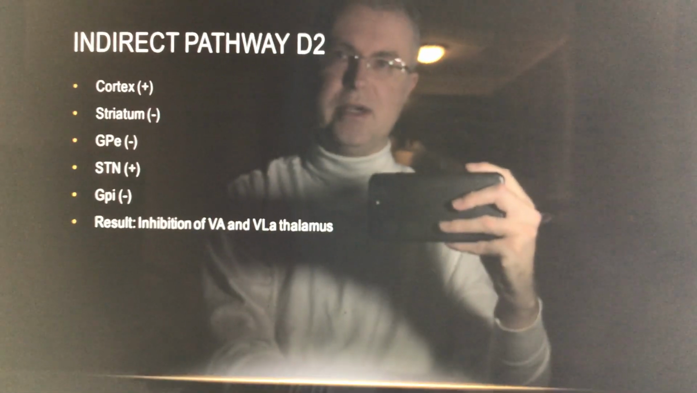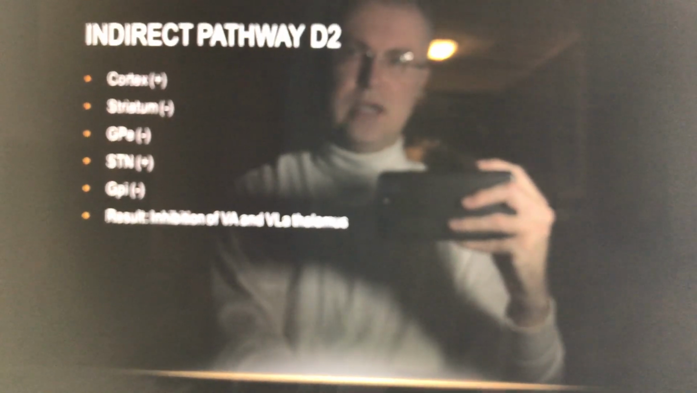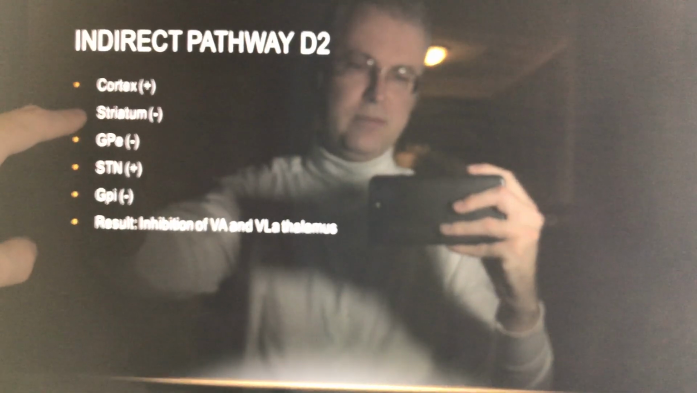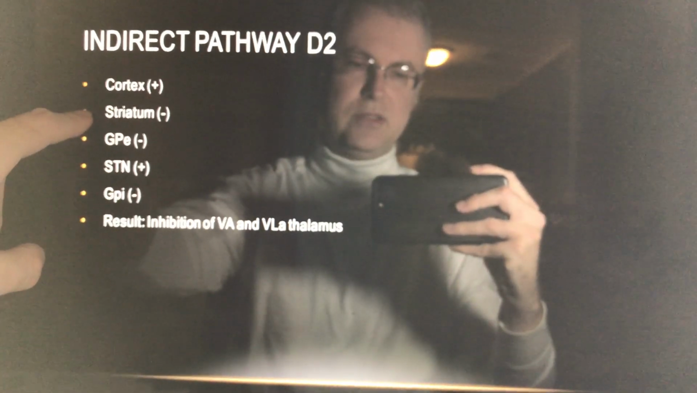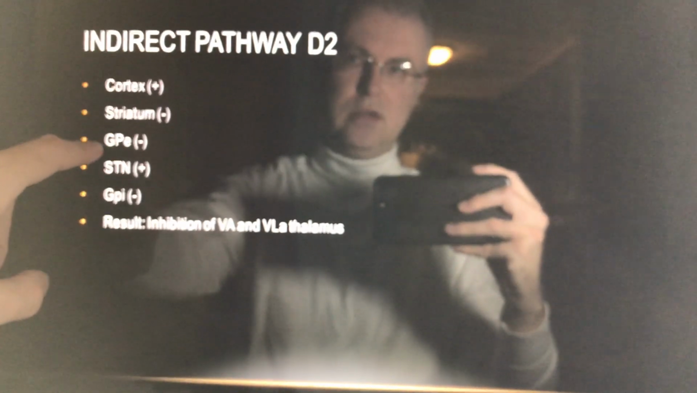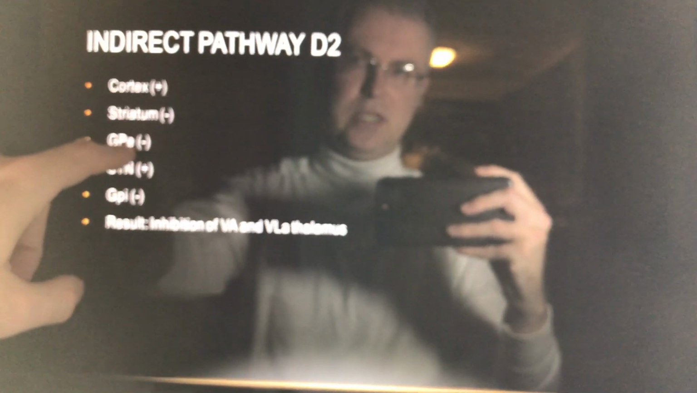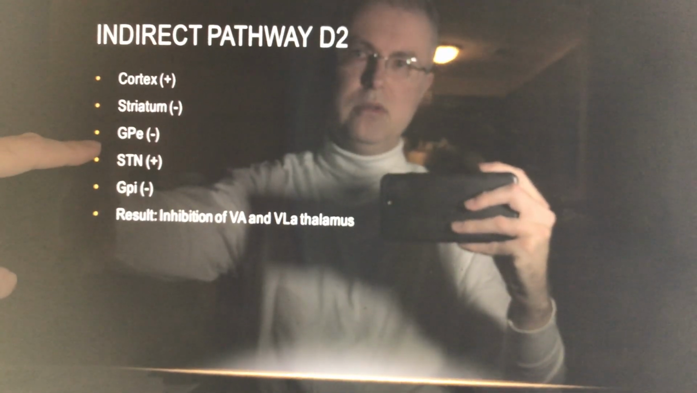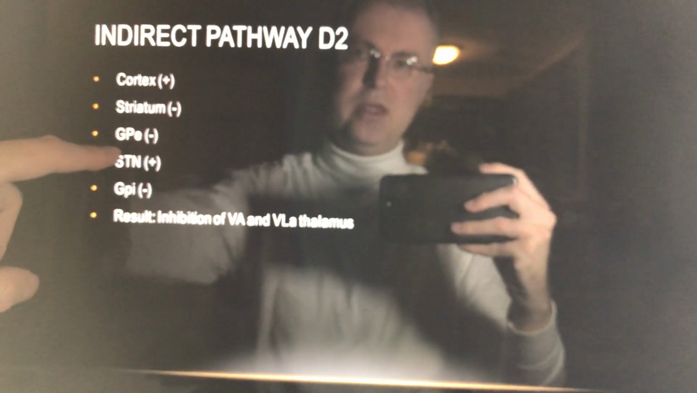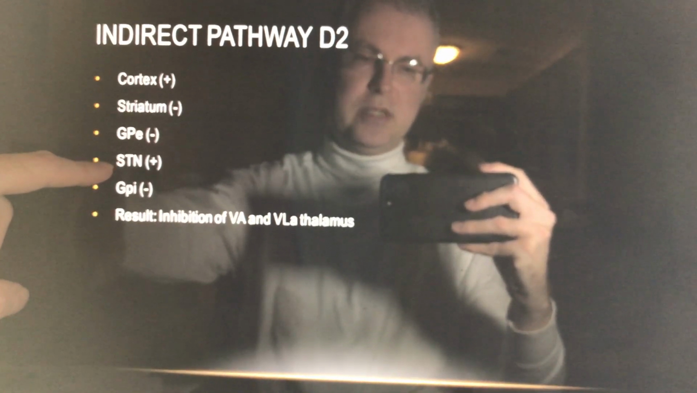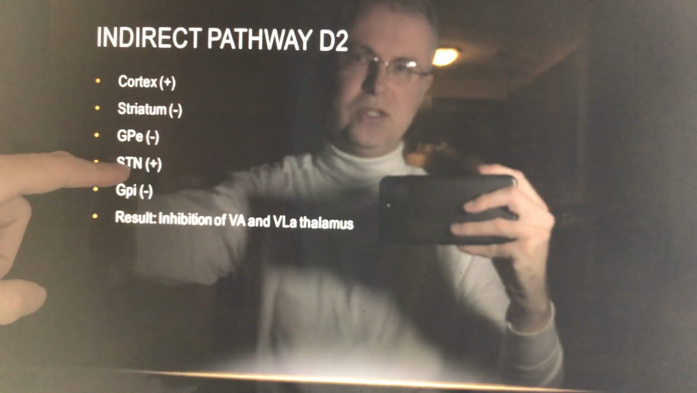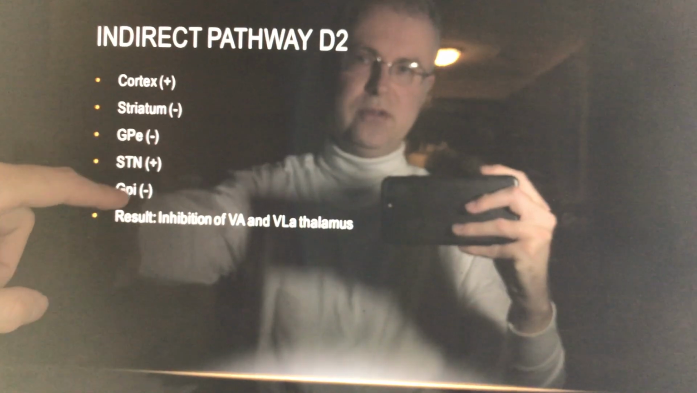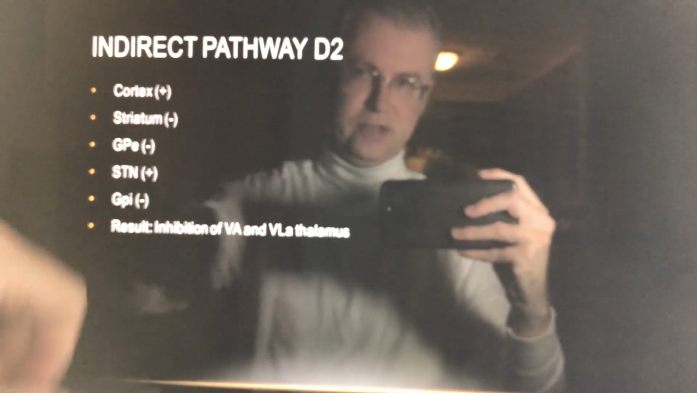All right, so let's talk about the indirect pathway. You have the cortex, which is excitatory, landing in the striatum, and the striatum itself is inhibiting the globus pallidus external part, or globus pallidus externa. The inhibition from the GPE inhibits the subthalamic nucleus, which is actually excitatory, and that in turn affects the globus pallidus interna.